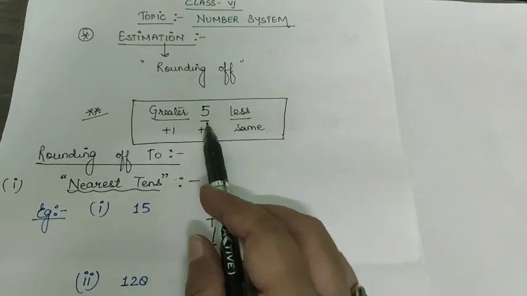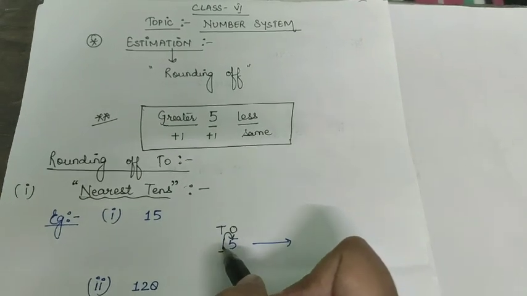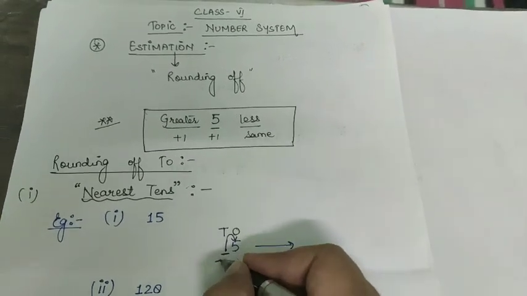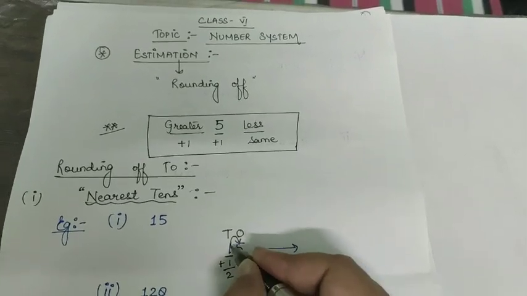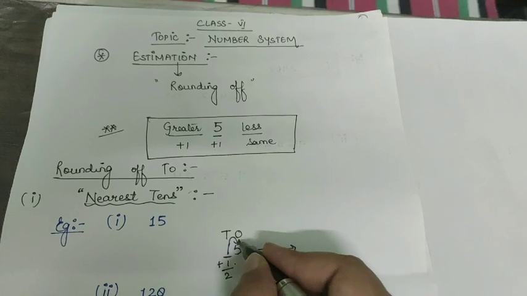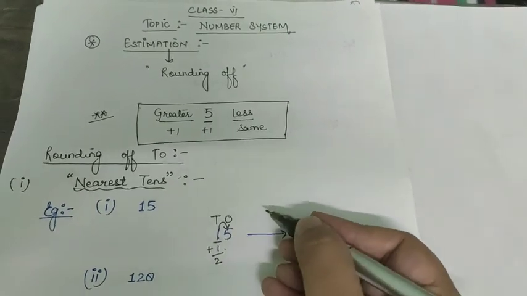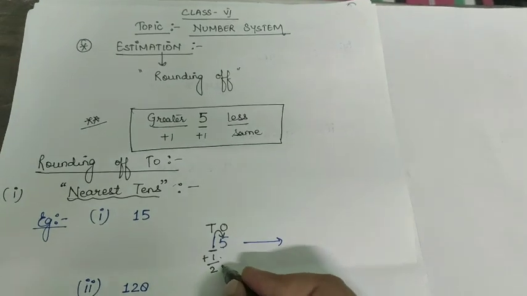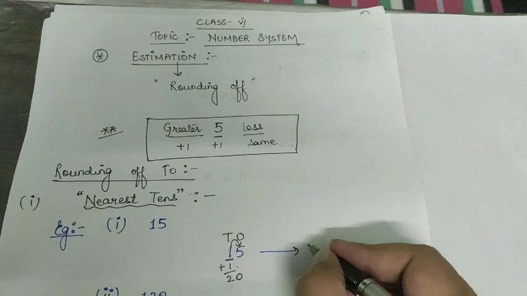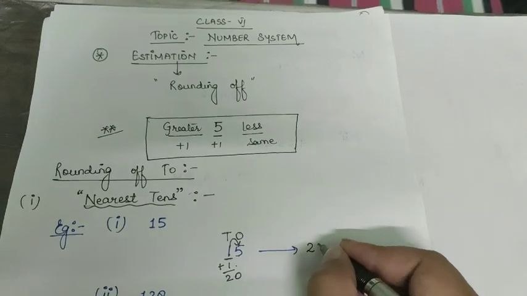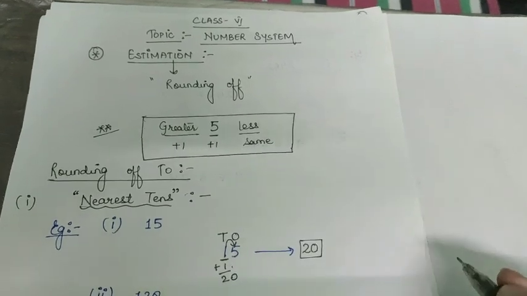I said when it is 5 or greater than 5, we add 1 to the number which is to be rounded off. So 1 is to be rounded off, and I am going to add 1 to it. It will become 2. And after this, all the digits behind the number which is to be rounded off will become 0. So this 5 will now become 0. So what is the value? It is 20. That is, 15 is rounded off to 20. This is our answer.